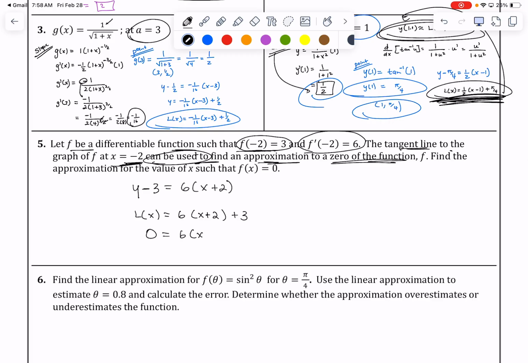So it'd be this, which will be easy, because I can subtract the 3, so I get negative 3 is equal to 6 times x plus 2. You can either distribute the 6, or you can just divide by it. I don't care. So you're going to have negative 3 over 6, is equal to x plus 2, which is negative 1/2 is equal to x plus 2. Subtract the 2 from both sides, and what do you get?